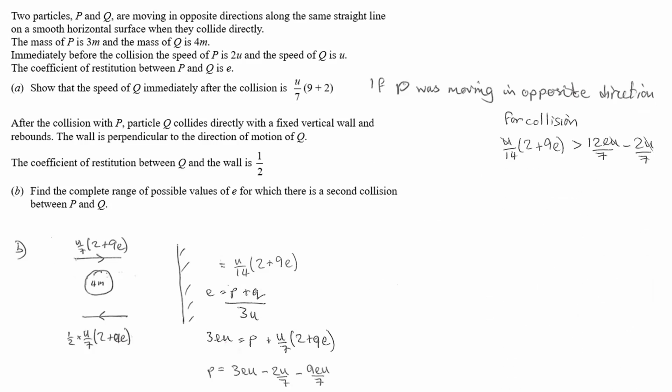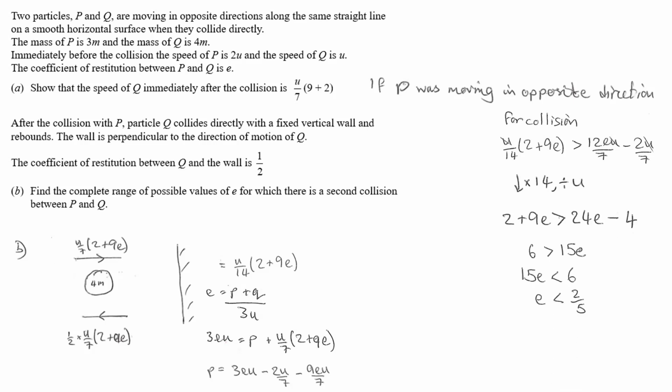So for the collision to happen, Q, after it's hit the wall, has to have a speed bigger than the speed of P, which is moving away. So it's going to catch up with it and collide again. And I've got that. I cancelled the u's and multiplied by 3 by 14 to get rid of the denominator, and cancelled u divided by u. And I ended up with that.